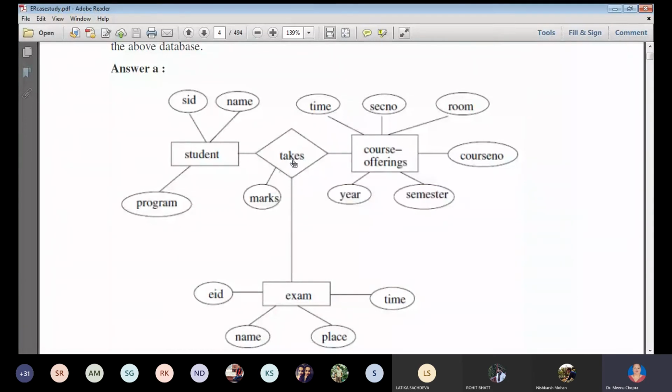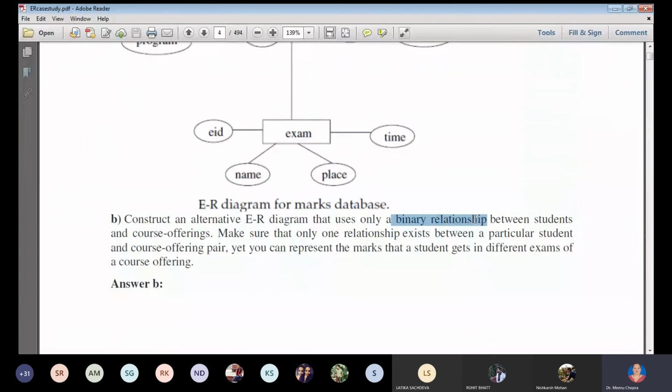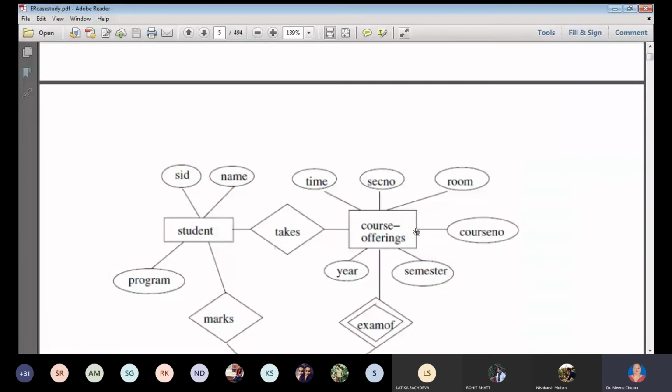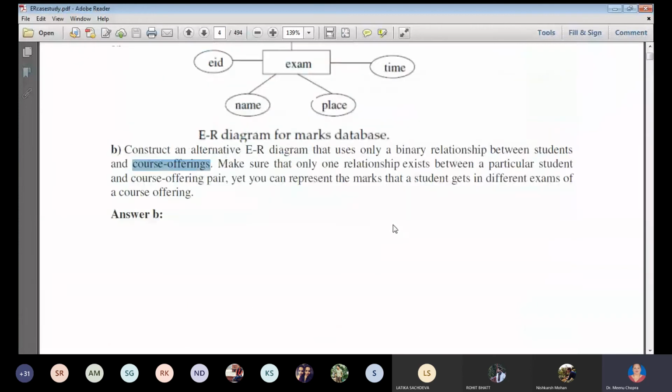जब तीन identities एक relationship के साथ आती हैं, that becomes your tertiary. Similarly, in the second case, you are going for binary. Binary relationship between students and course offering. Now, binary means that you have two identities attached. So binary means two. So one is a student and one is a course offering. Now, this is your binary relationship between students and this.